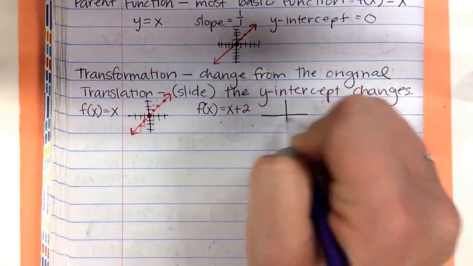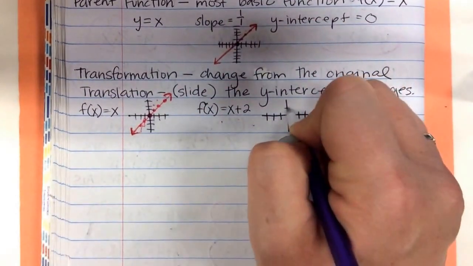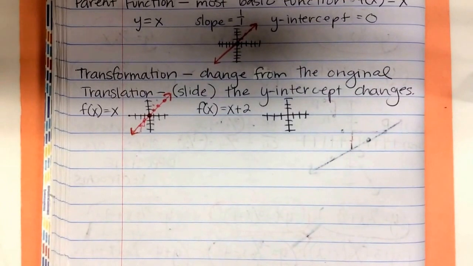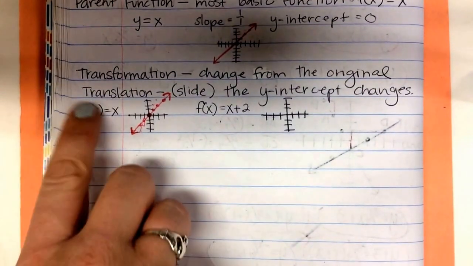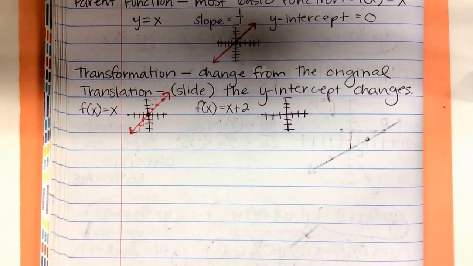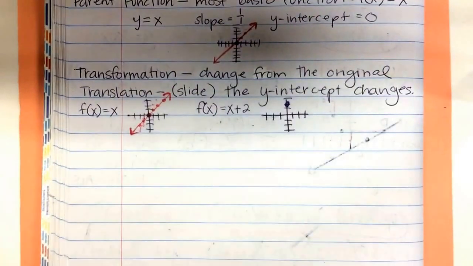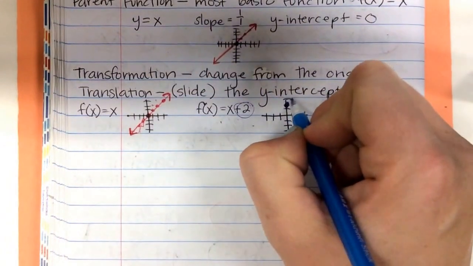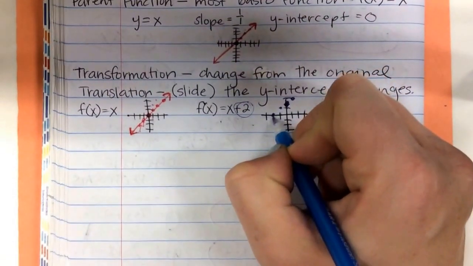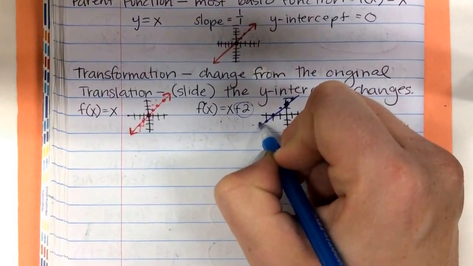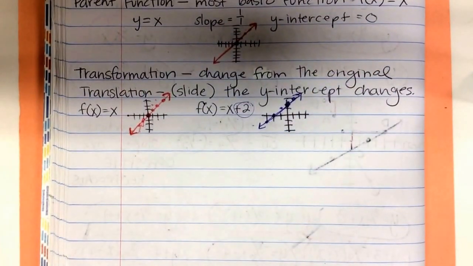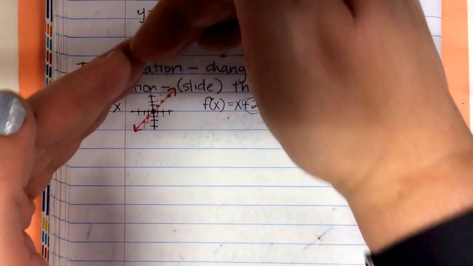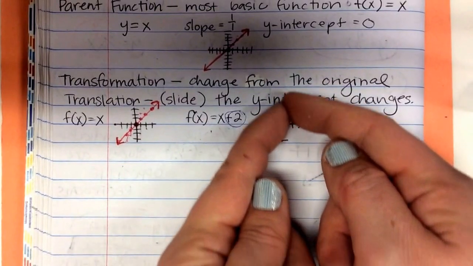So again, let's make a really quick graph. 1, 2, 3, 1, 2, 3. And this time, my parent function started at 0. Where does this function start? At 2. Because my y-intercept is 2. And what happens to my slope? Is my slope the same? What's my slope for this line? 1 over 1. So up 1 over 1. It stayed the same. So if the y-intercept changes, all I do is slide my line up. Instead of it starting at 0, I just slide it up and it starts at 2.